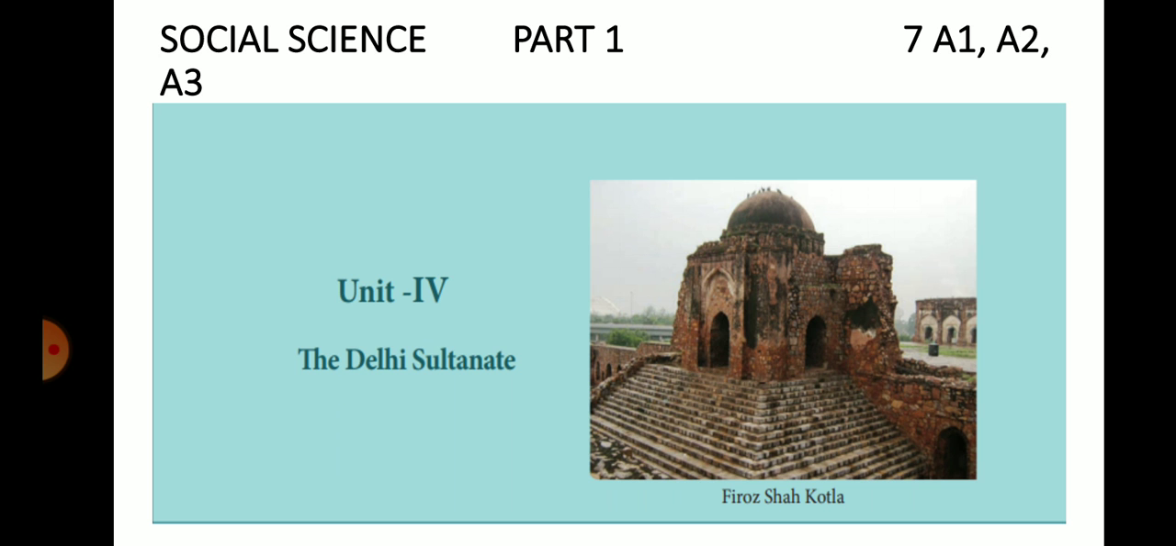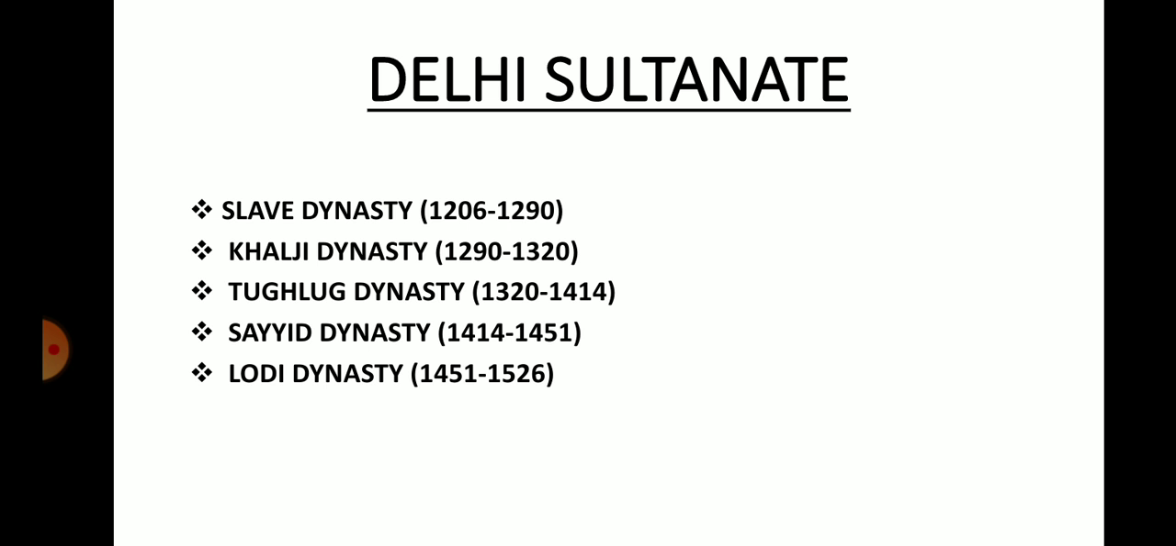After the death of Muhammad Ghori, Qutbuddin Aibak, his slave son, the Governor General of India, declared himself as the Sultan. Sultan means king in Arabic language. So he declared himself as the king of India, and ultimately he became the first king of the Delhi Sultanate. So Qutbuddin Aibak is the first sultan, or first king, of the Delhi Sultanate.